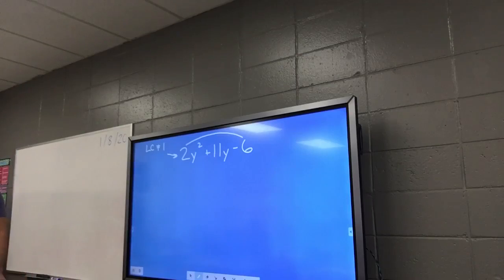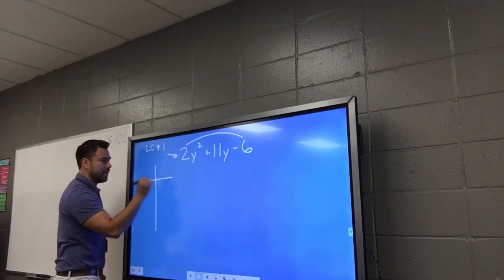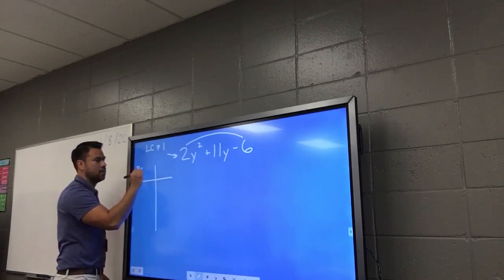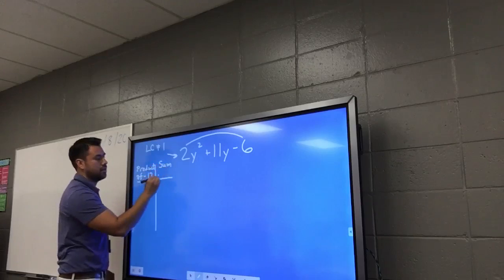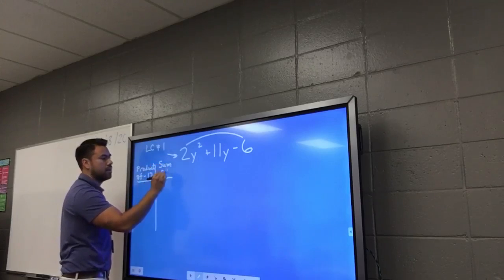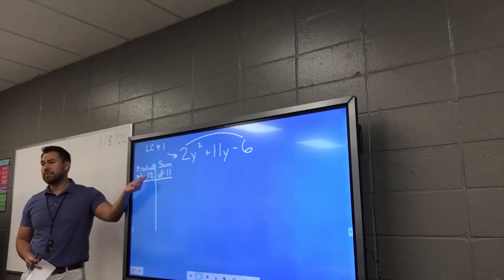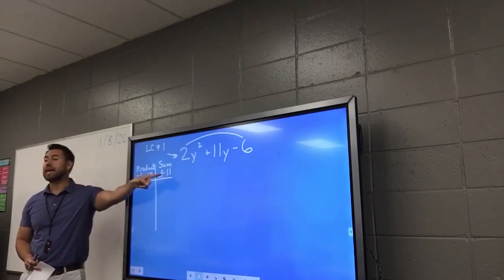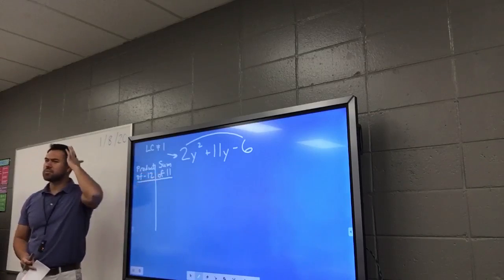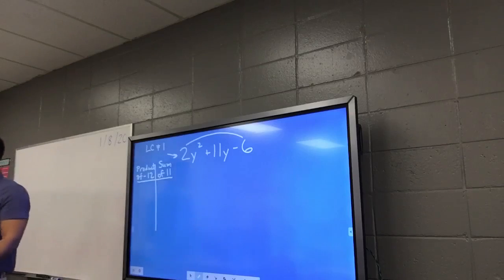Bridge them together. What's 2 times negative 6? So I want to get a product of negative 12 that adds up to be what? 11. Okay, so remember, if two numbers multiply to get me negative, one of them has to be positive, one of them has to be negative, but they have to add up to be a positive. So think logically through that. Which number is going to be bigger, the positive or the negative?